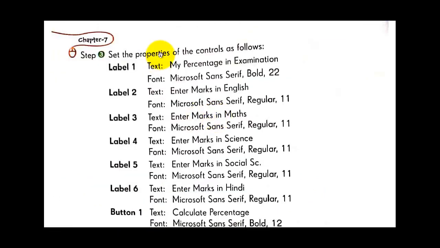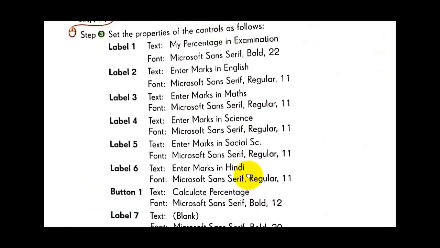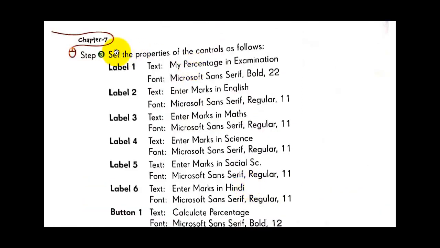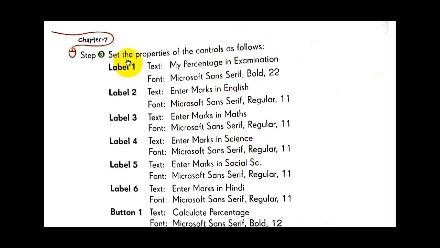Now these are all the same, almost the same. Now set the properties of the controls as follows. Label number 1, text equal to My Percentage in Examination. Now font, you can make any font. Microsoft Sans Serif, bold, and the font size is 22.